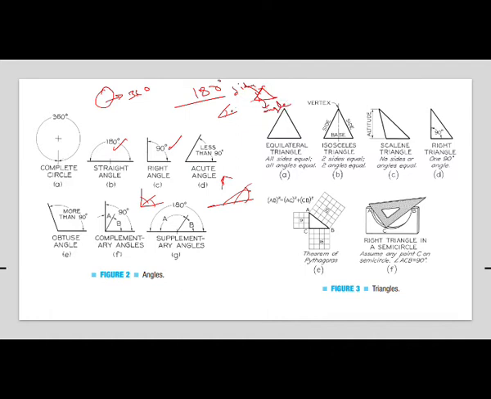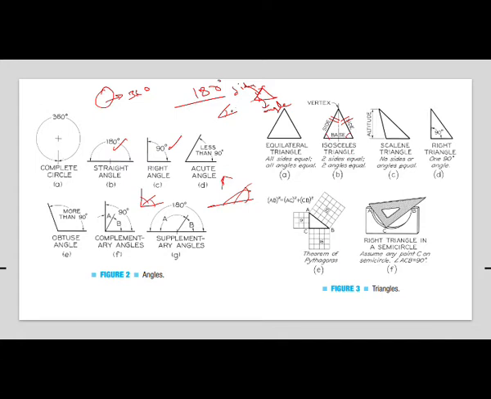So if all sides and angles are equal, that is called an equilateral triangle. An isosceles triangle has two sides equal and two angles equal, any two. The symbol for showing equal is like this: these two lines are equal and two angles should be equal, like this angle. That is called an isosceles triangle.